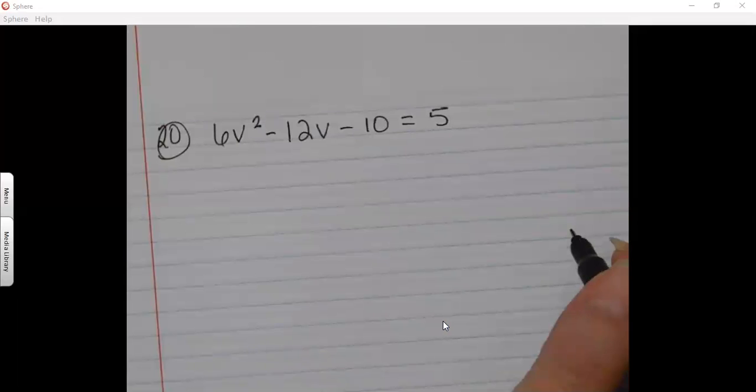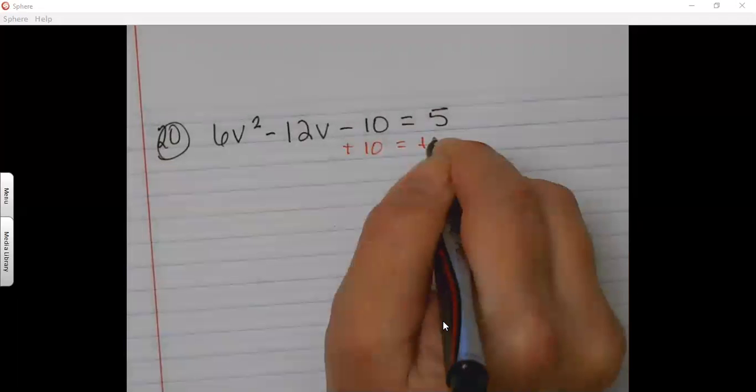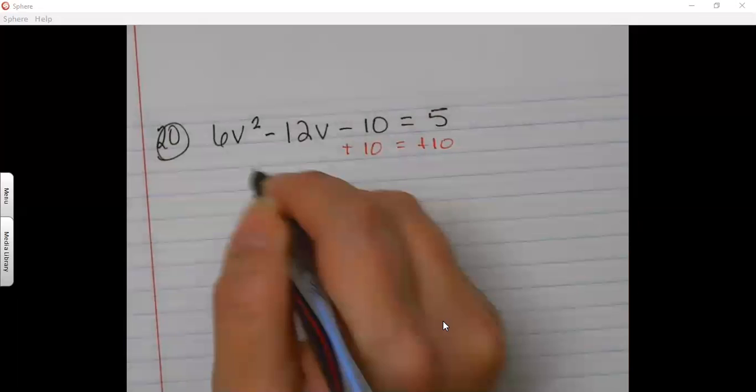Okay, completing the square. What I taught you last class. We don't get it set equal to 0 when we complete the square. That's only for factoring and the quadratic formula. For completing the square, we want to move all of the constants to the right side of the equation. So in this example, I would add 10 to both sides of the equation.